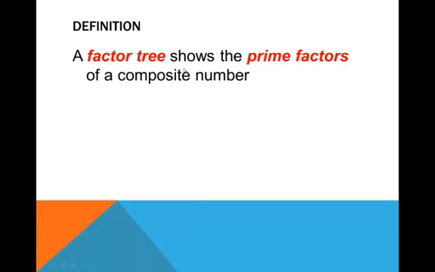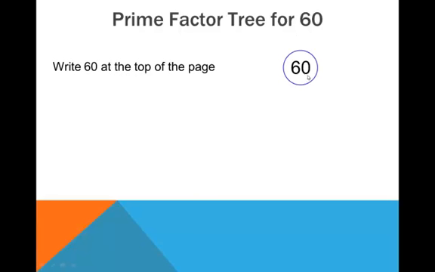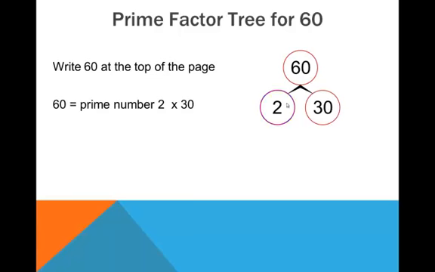And a factor tree shows the prime factors of a composite number. We're going to explore factor trees and prime factors right now. So we're going to do that first of all for the number 60. And the way that we go around doing this is, first of all, write the number 60 at the top of the page. And then we choose a factor pair, two numbers that multiply together to give the number 60. So I'm going to choose 2 and 30. So 2 times 30 equals 60.